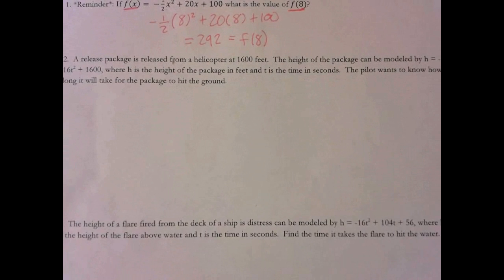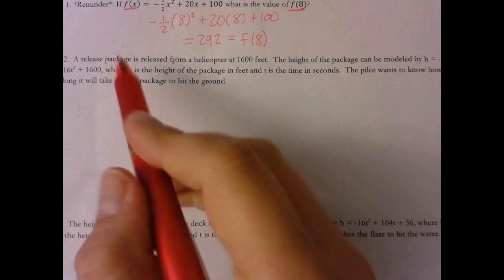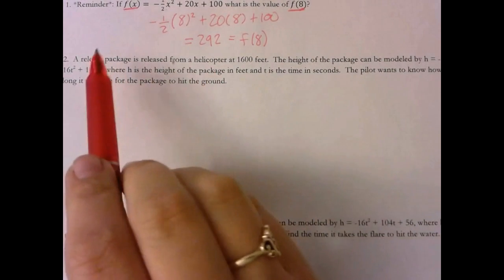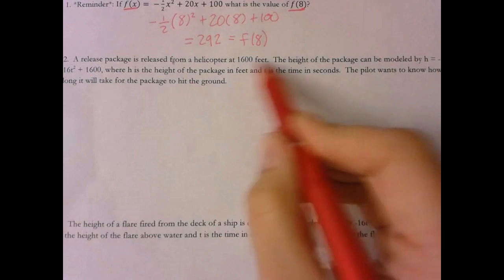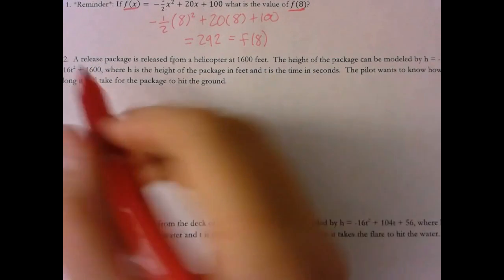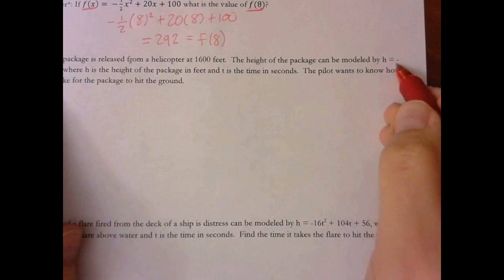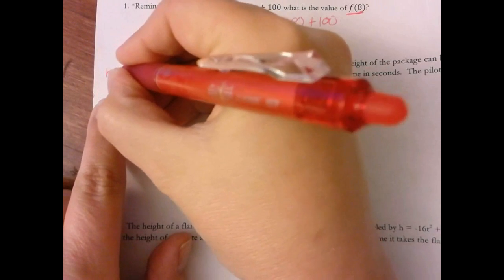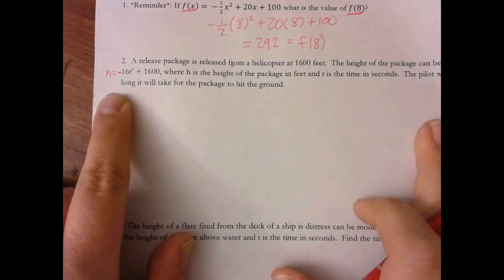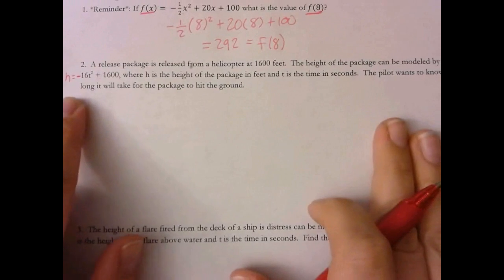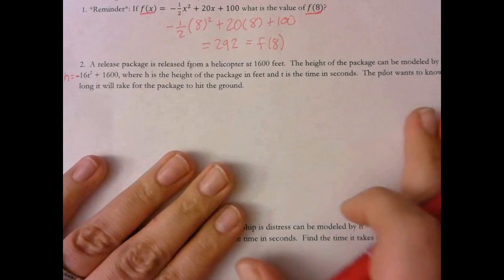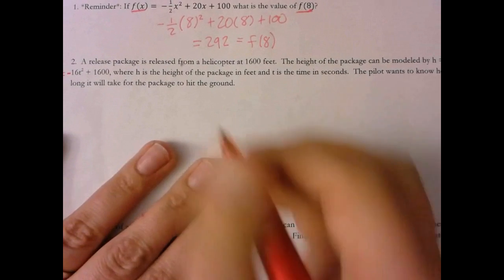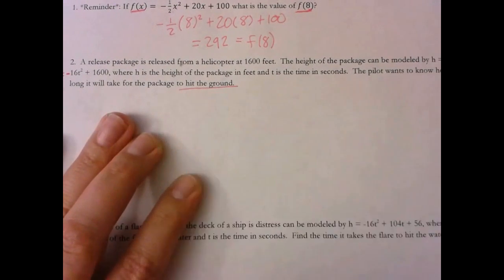These are crazy. Okay, we are in a helicopter. Woo! We're going to release a package at 1,600 feet. We're given this crazy equation, and please notice over here there's a negative sign, so you might want to rewrite it over here. H equals negative 16t squared plus 1,600. H is the height of the package in feet, t is the time in seconds. We want to know how long it'll take to hit the ground.